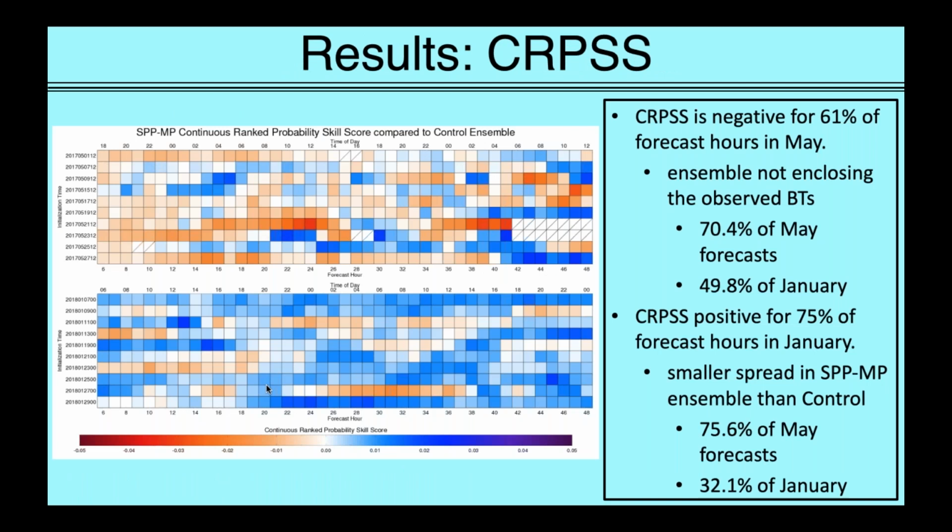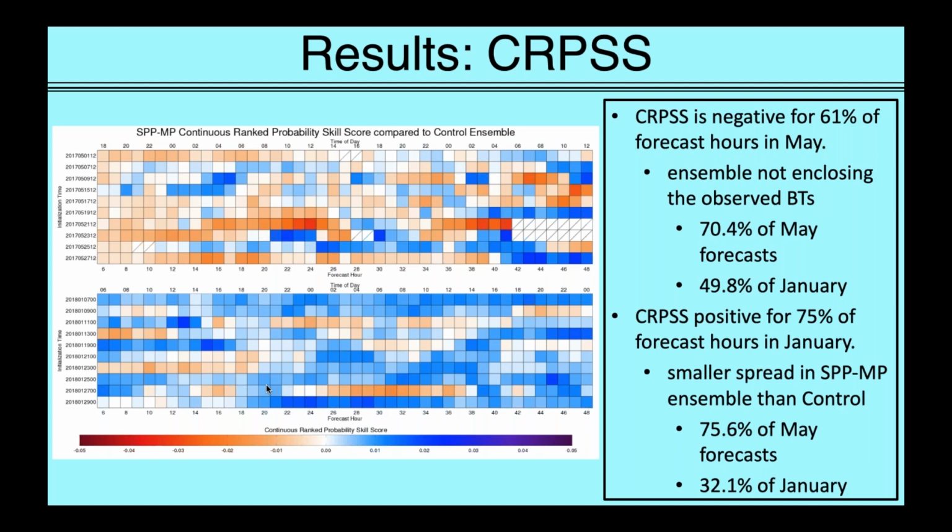So, some results using the CRPSS. We actually found that it was negative for 61% of the forecast hours in May. One of the reasons for this is the ensemble does not include the observed brightness temperatures in almost over 70% of the May forecast hours and initializations. This is only the case for about half of the January initializations. So what's happening is that the observed brightness temperature is falling outside of the ensemble range.